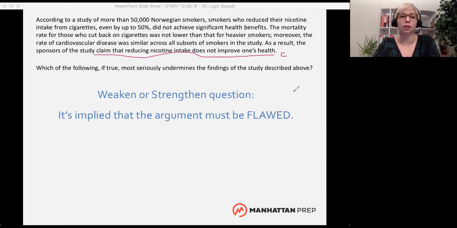And we're basing that conclusion on the fact that these Norwegian smokers reduced their intake from cigarettes, but did not achieve significant health benefits. And then we've got mortality rates, cardiovascular disease, etc. Now, that kind of seems like an airtight argument, right? You read something like this and you're like, that sounds good to me. There's a bunch of facts that say nobody got any benefits. So yeah, there's no benefit.